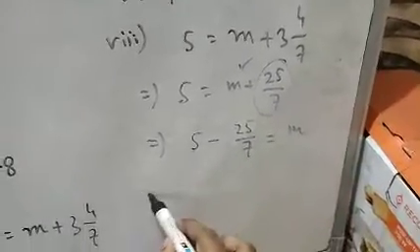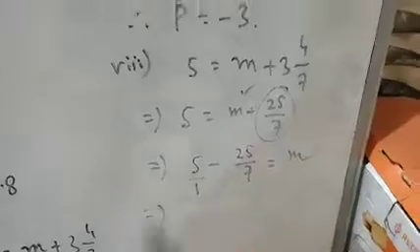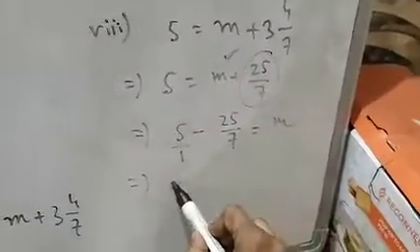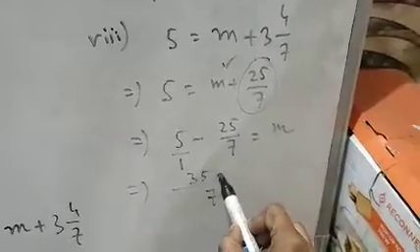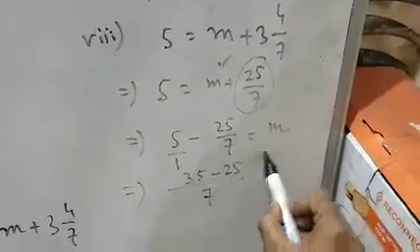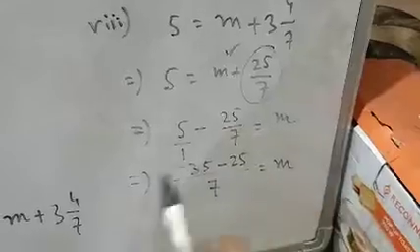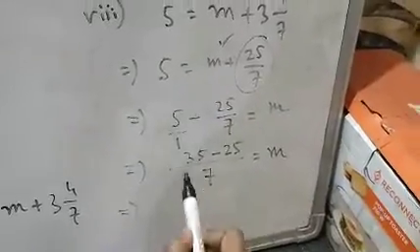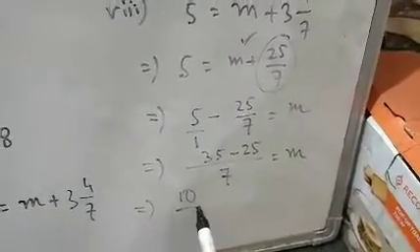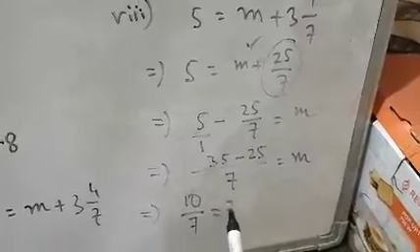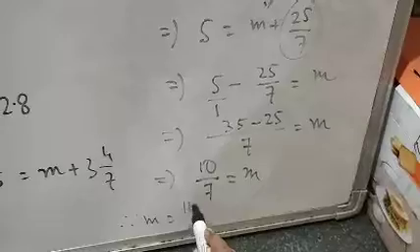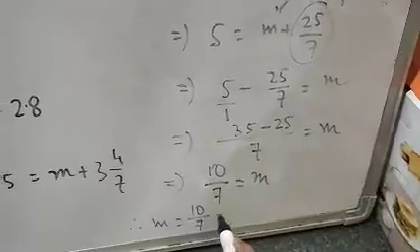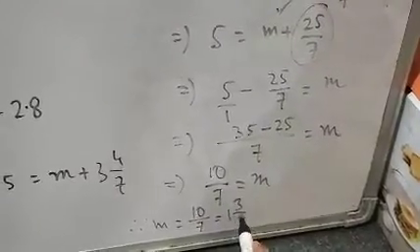Now simplify. Consider 5 as 5 by 1, find out LCM of denominator. 35 minus 25 by 7 equal to m. 35 minus 25 means 10. So 10 by 7 equal to m. Therefore, value of m will be 10 by 7. Converting into mixed fraction, it will be 1 upon 3 by 7.